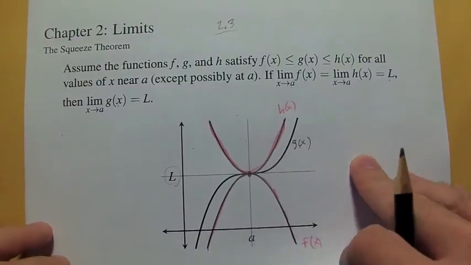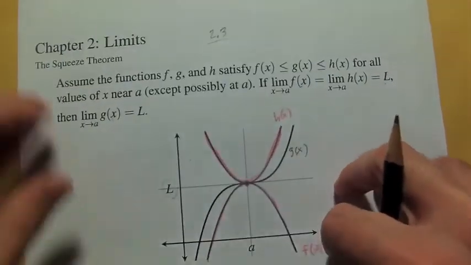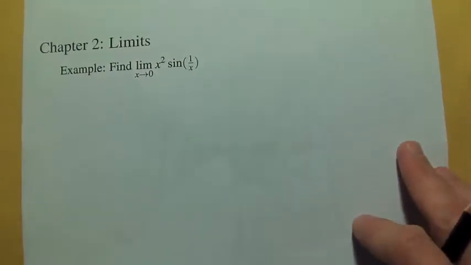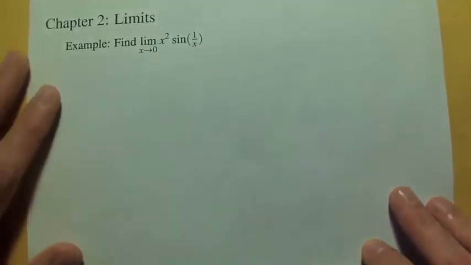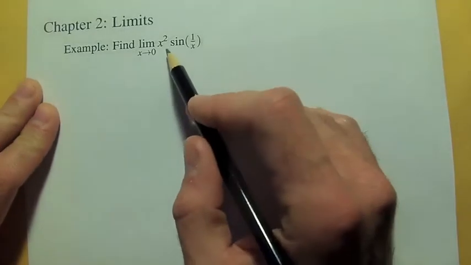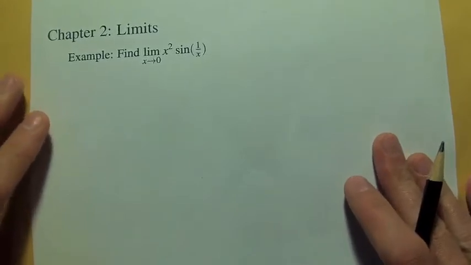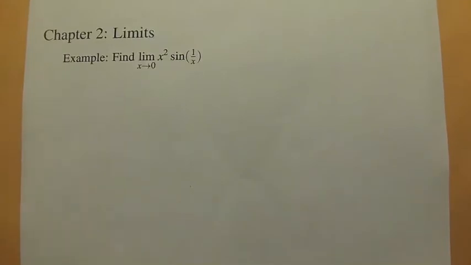So let's look at an example where we might use the squeeze theorem. You can see the graph behind it. Let's find the limit as x goes to 0 of x squared times sine of 1 over x. To be honest with you, you'll see this a couple times in Cal 1, but this really becomes useful in Cal 2. You'll see this technique used a lot in Cal 2.